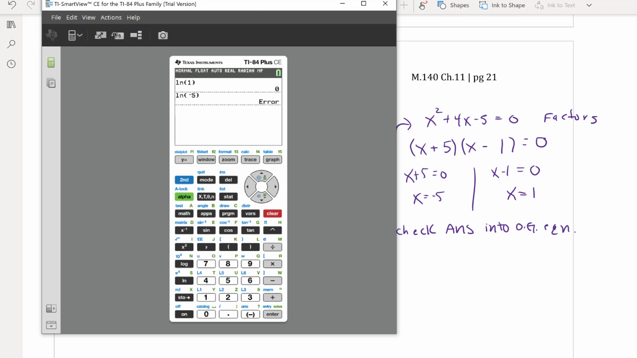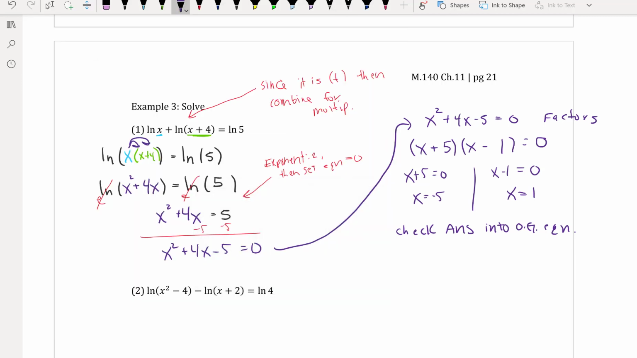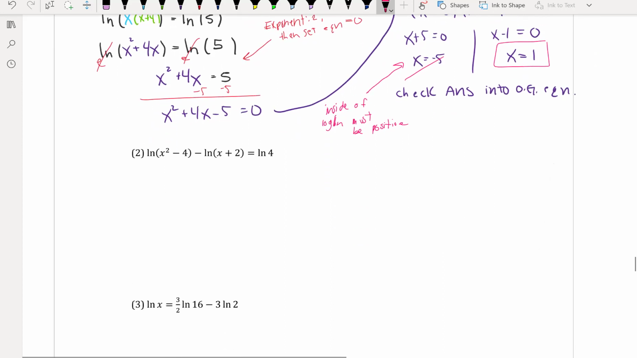That means the inside of the ln or log must be positive. So we throw that answer out. So we had two possible solutions, but the only one that actually works is when x is equal to 1. All right, so let's try this again for example number 2.